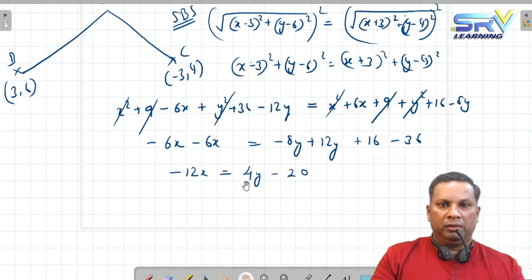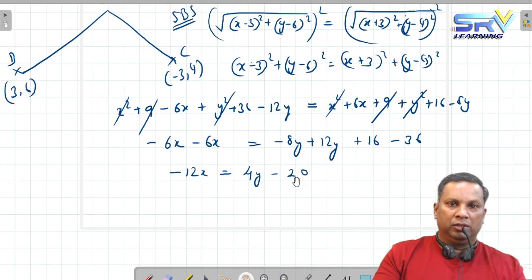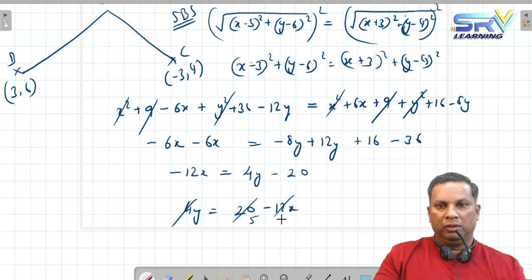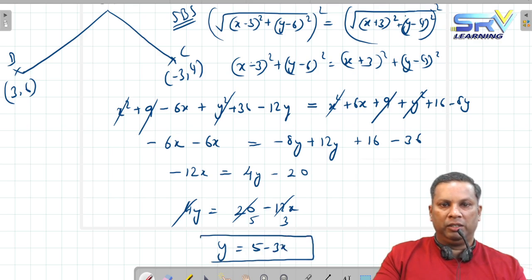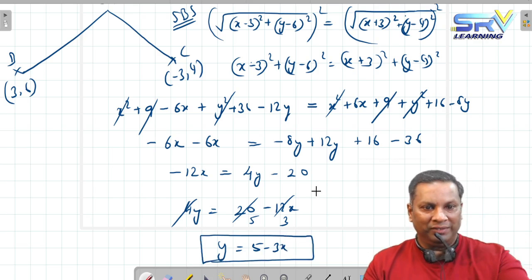We will express y in terms of x. So let us send this here. So we will get 4y is equal to 20 minus 12x. Now they all go with 4. 4 1s are 4, 5s are 20, 4 3s are 12. So y is equal to 5 minus 3x. Isn't it the relation between x and y? Right? So I hope you have understood this question.